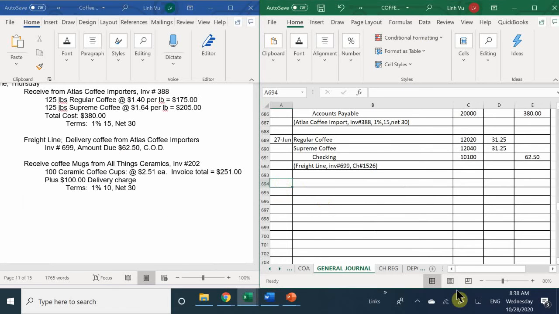What kind of tracking method are we using for the coffee mugs? Periodic. Yes, we recognize periodic inventory as an expense. So in this case, there is no delivery charge, it's freight expense. There is no coffee mugs because it's purchase expense. Everything's going to be recognized as an expense. So we recognize purchase expense, freight expense, and we placed it on an accounts payable.